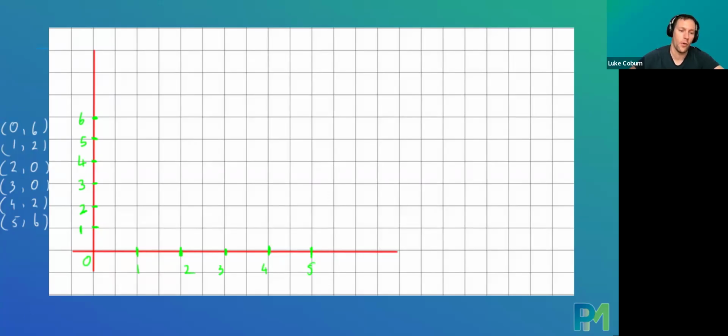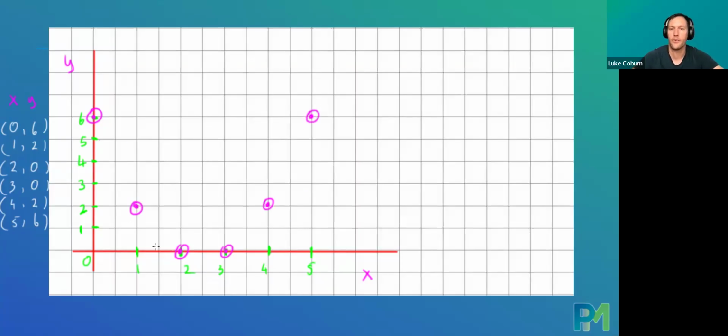Okay, so then what we're going to do is take this first. So 0 was my input. So this is my input. Now we're going to call this the X number line, and this is the Y number line. So then it's going to be 0 and 6 will be here. And then 1 and 2 will be here. And then 2 and 0 will be here. And then 3 and 0 will be here. And 4 and 2 will be here. And then 5 and 6 will be here.